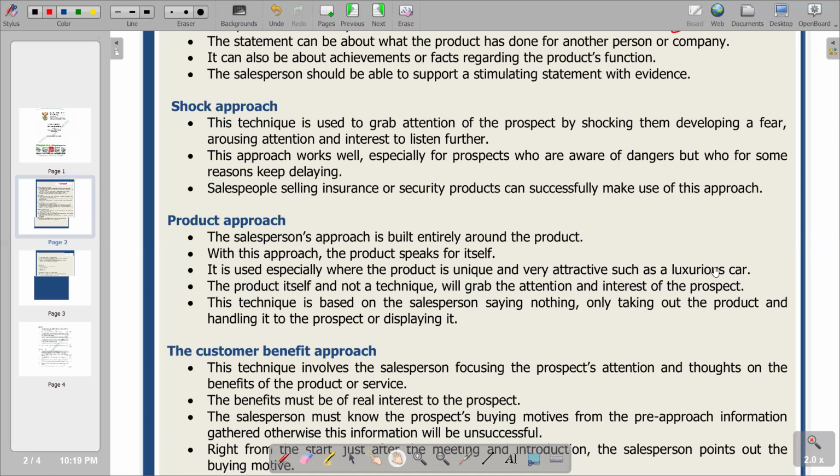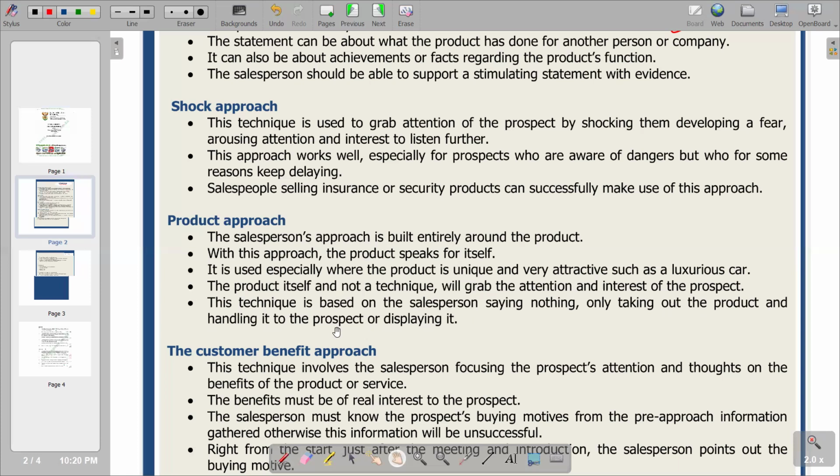So we're giving an example of a unique product. It can be, for example, a luxurious car that can easily attract the prospect. On the last point, it reads that this technique is based on the salesperson saying nothing, only taking out the product and handing it to the prospect for displaying it. So a typical scenario is that the product is just handed to the prospect, and when the prospect gets hold of that product, we can see that we have persuaded the prospect to buy our product. So this is what we have on the product approach.